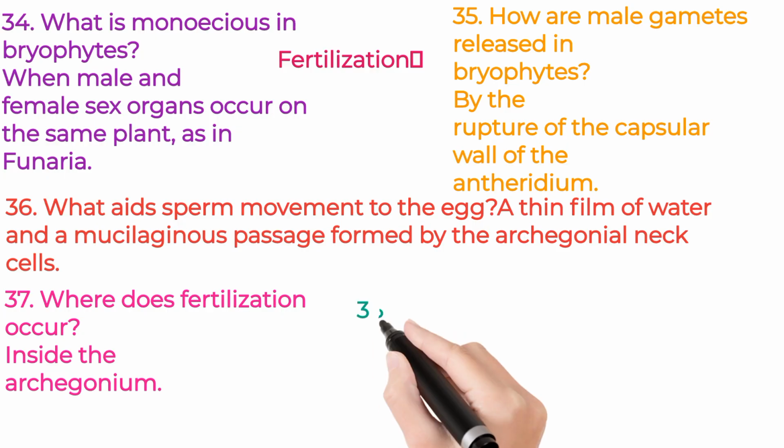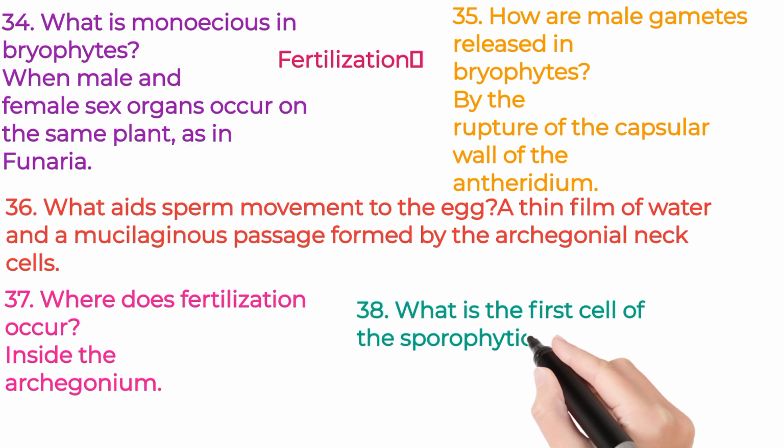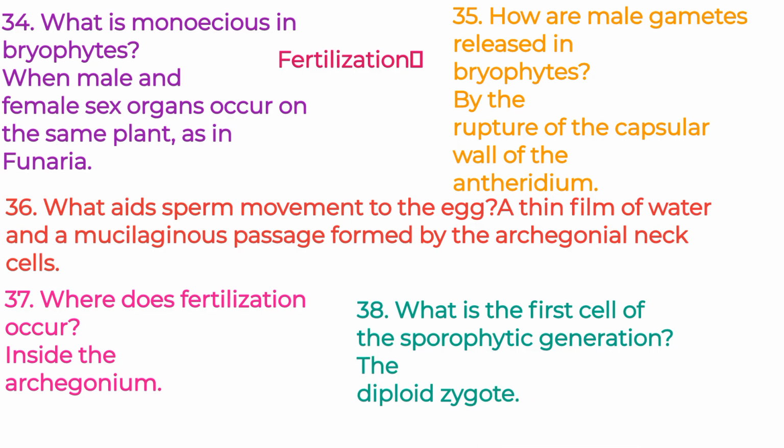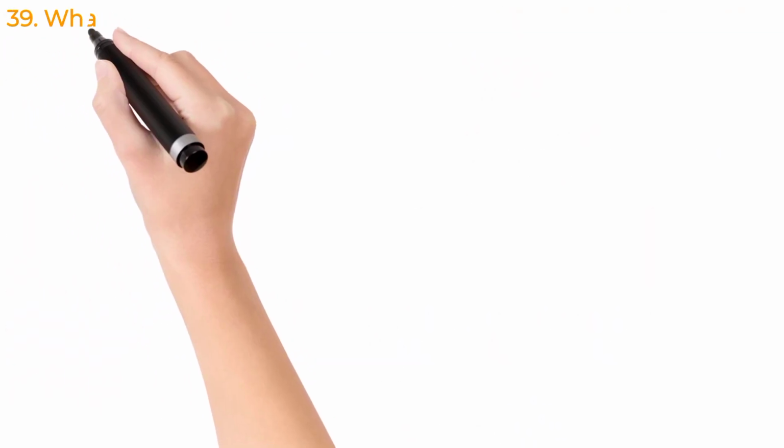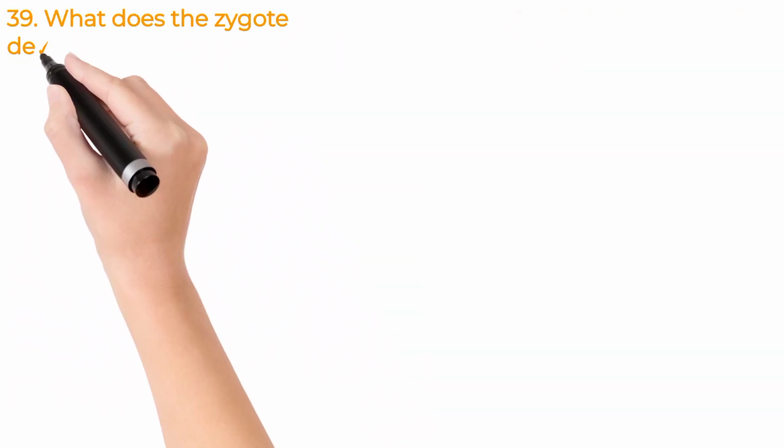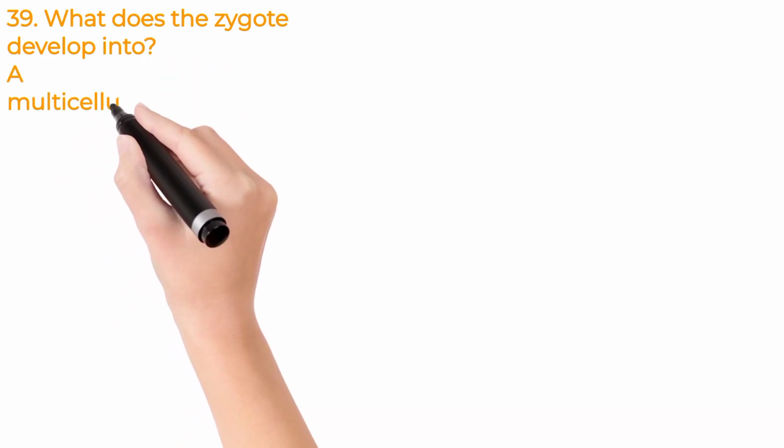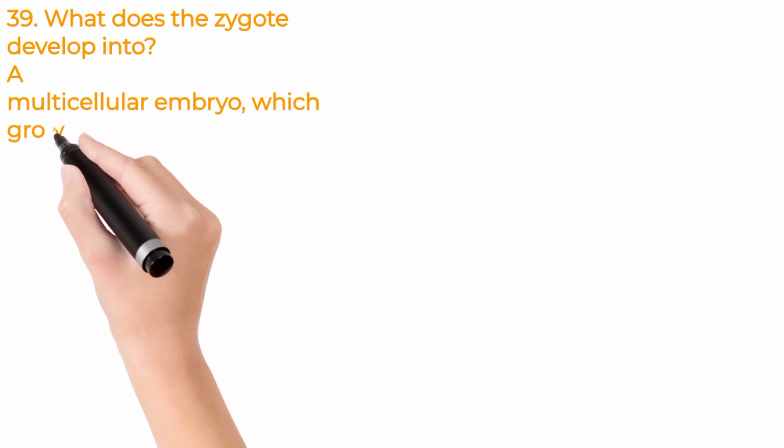Sporophytic generation. 38. What is the first cell of the sporophytic generation? The diploid zygote. 39. What does the zygote develop into? A multicellular embryo, which grows into a sporophyte.